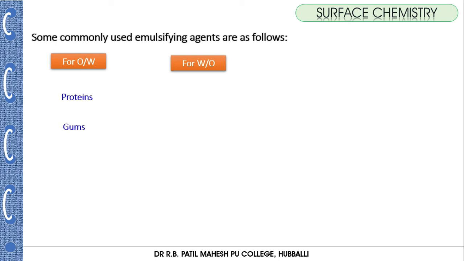Proteins, gums, soluble soaps are used as emulsifying agents in the case of oil in water type of emulsion, whereas insoluble soaps, long chain alcohols and lamp black are used as emulsifying agent in the case of water in oil type of emulsions. Now let us see the next concept.